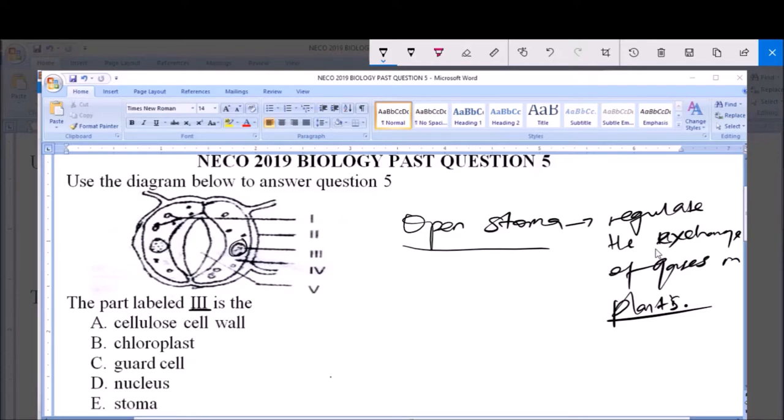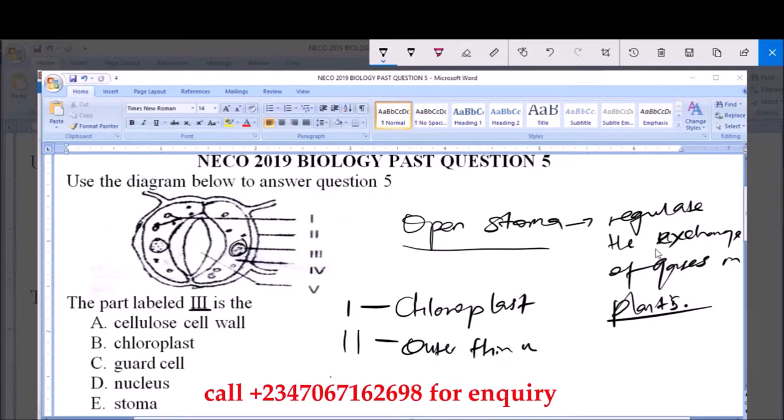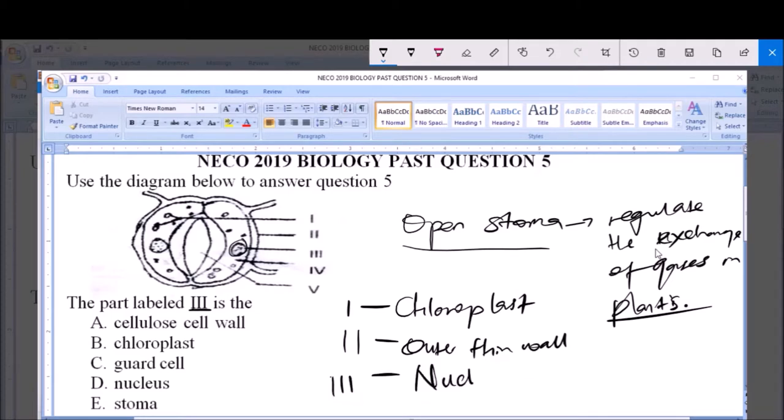Now to know what III represents, we have to label this diagram. I represents the chloroplast. These are the chloroplasts. II represents the outer thin wall. Look at it. Now, III, which is 3, represents the nucleus, and this is the question we are asked, that the part labeled III is known as the nucleus.